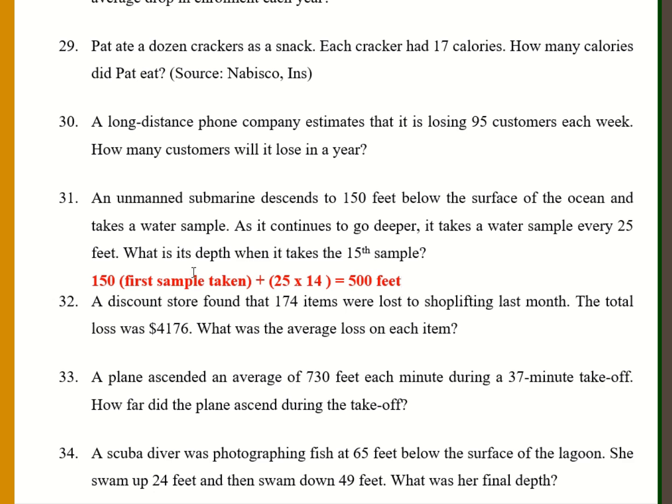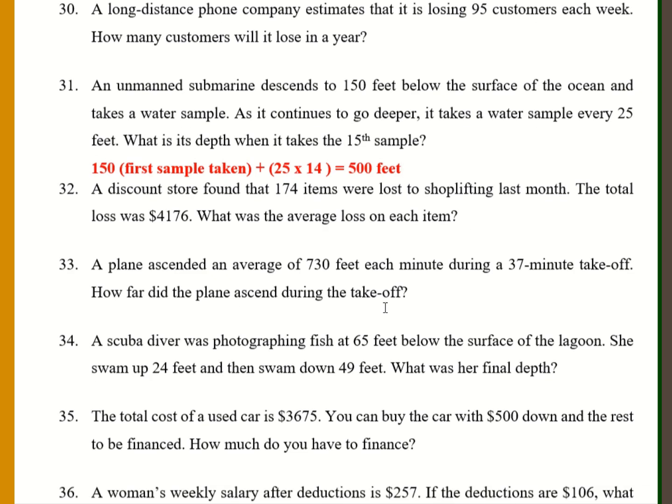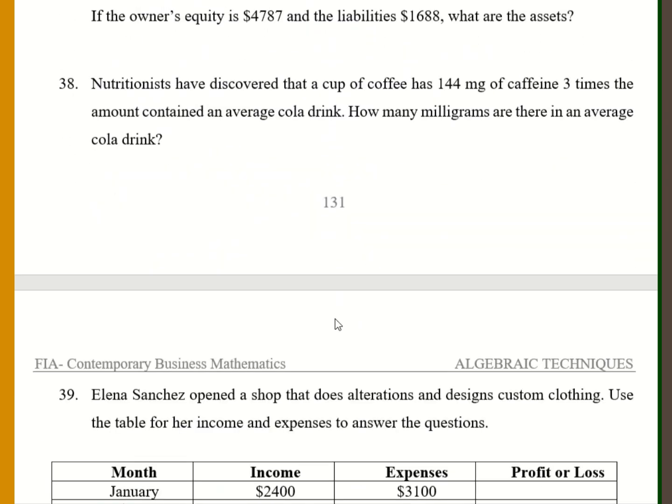All right. A discount store found 174 items were lost to shoplifting. The total loss was 4176. What was the average loss? So when you ask for average, you just divide. So not so difficult. All these are quite all right.